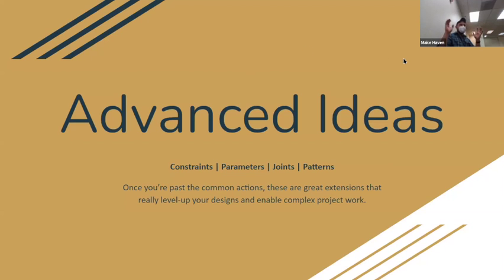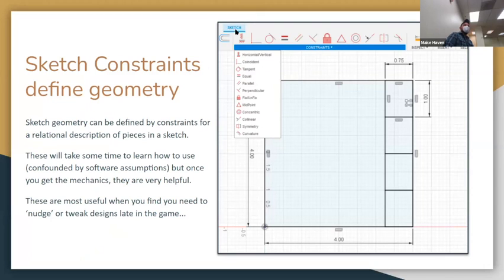There's some crazy advanced ideas that once you start to get past those first ones, these become really helpful when you're starting to think about how you want to build stuff. As you're drawing more and more complicated sketches, a lot of the time you'll say, I would like this line to be perpendicular to the other one, or I want these two lines to be exactly parallel. You can use the constraints across the top here to make those definitions.